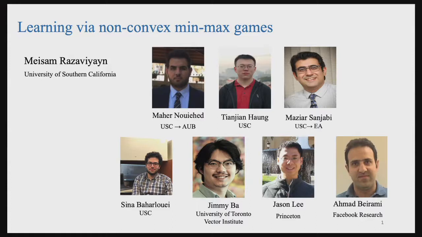He's a recipient of the IEEE Data Science Workshop Best Paper just this year, the Signal Processing Society Young Author Best Paper in 2014, and finalist for Best Paper for Young Researcher in Continuous Optimization in 2013 and 2016. He has many research interests, which include design and analysis of large-scale optimization algorithms that arise in modern data science. And today he'll be discussing optimization of min-max schemes.